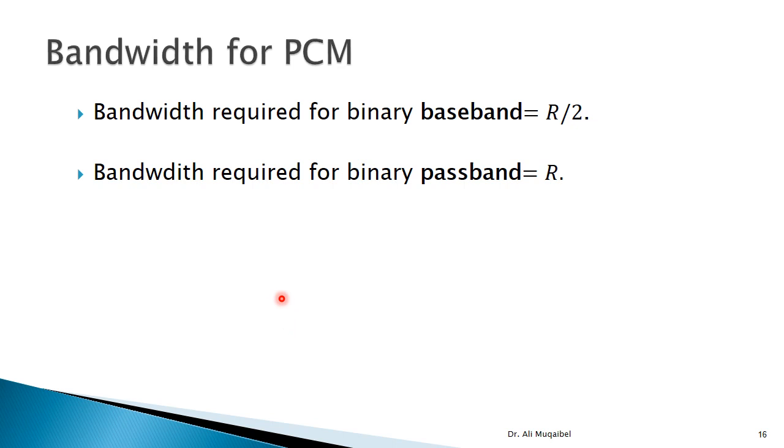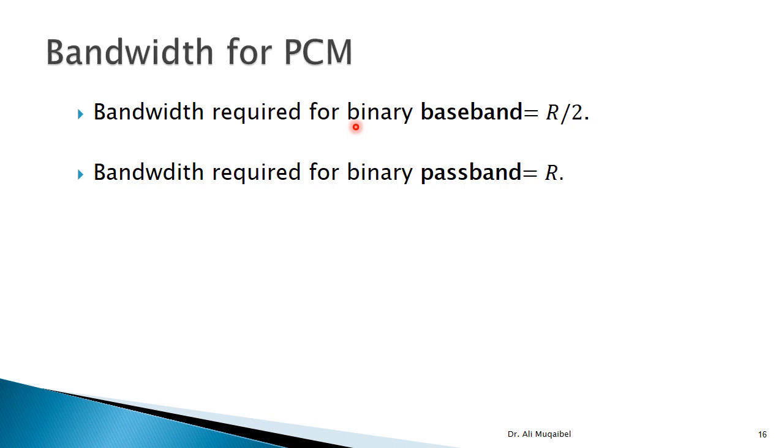Now the last slide, which is very important: the bandwidth requirement for digital. We have talked about the bandwidth requirement for analog. For example, if you use double sideband AM, starting with the bandwidth B, you need a bandwidth of 2B because of double sideband. For single sideband, starting with bandwidth B, you need B. Now, how about digital signals?